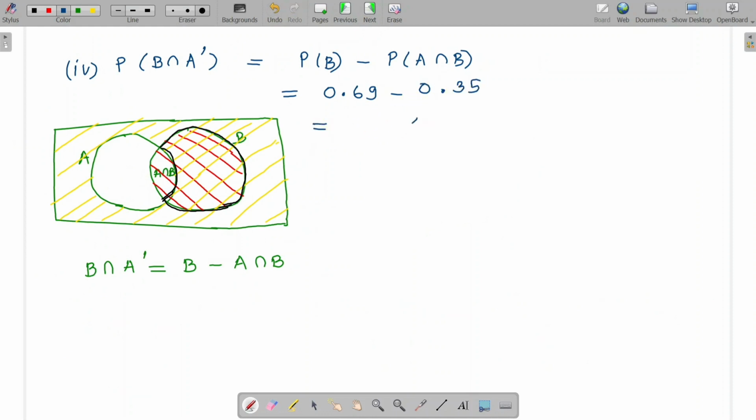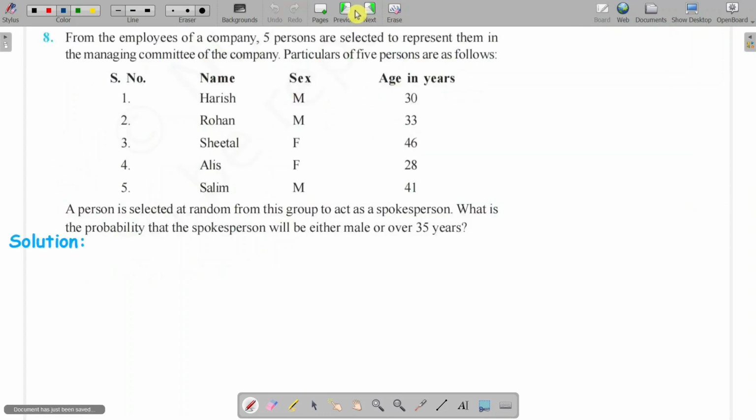So this will be what, 4, 3, right, and point, so 0.34 it is. Okay, this is the answer. So we have solved the problem number 7. Now let us go to the problem number 8. So let us read the problem number 8.